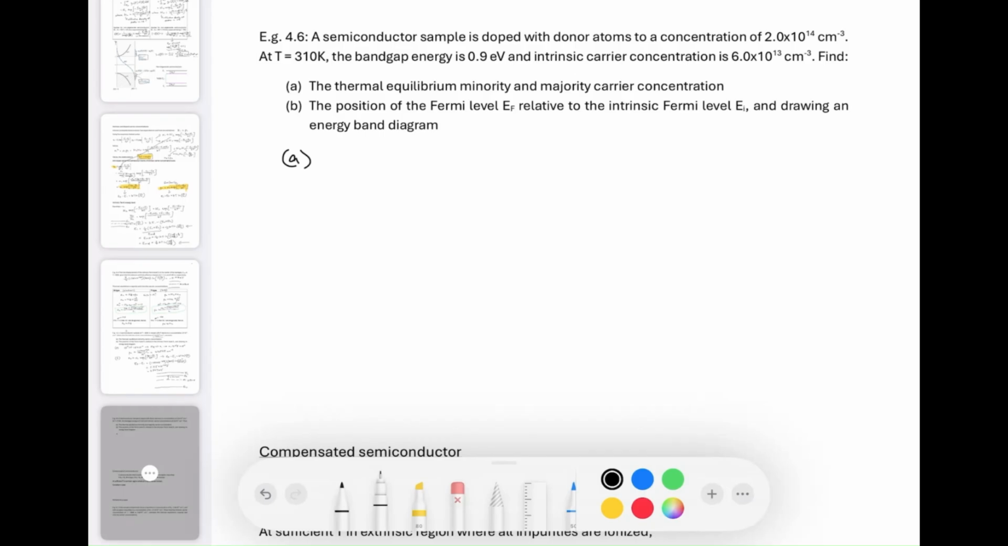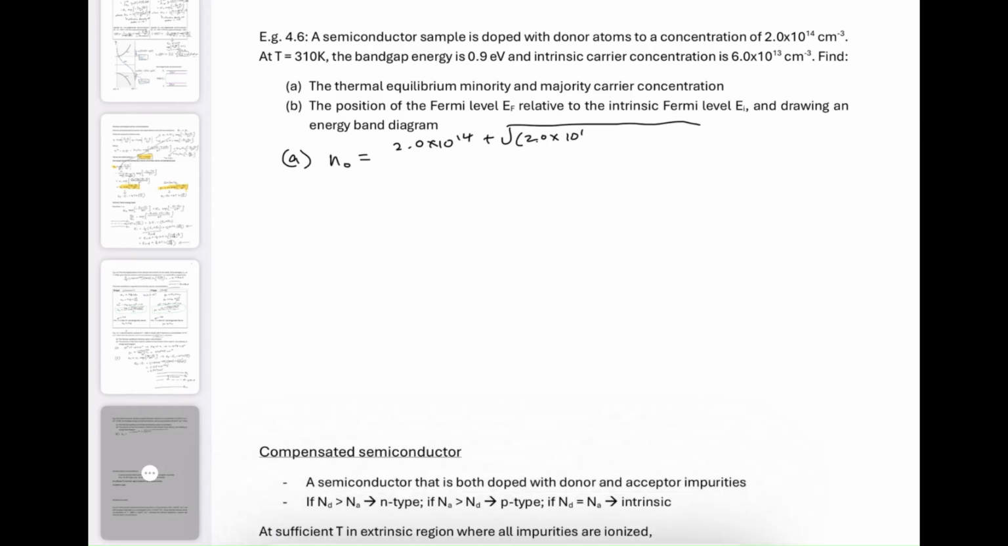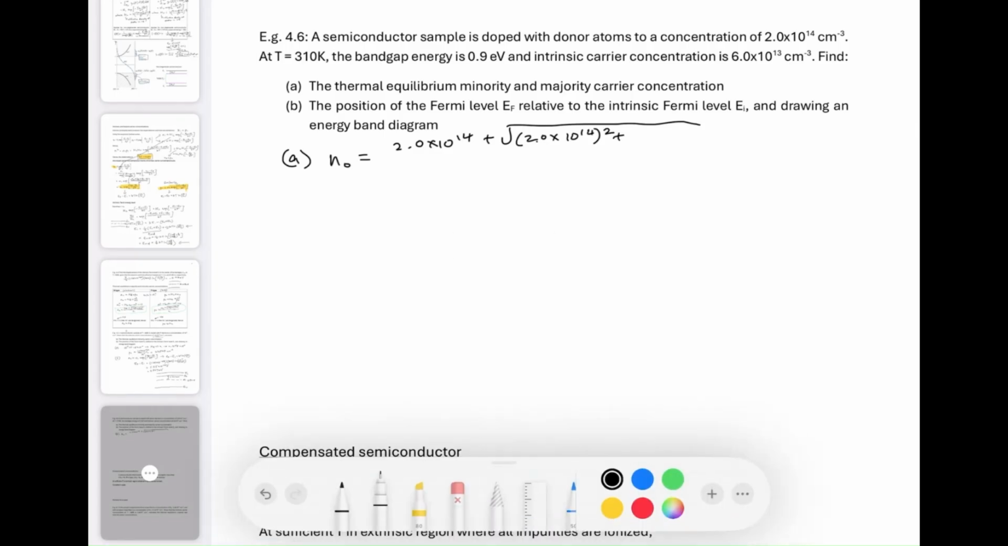Remember, this time we cannot just approximate because Nd is not much more, it's less than 10 times more. So we have to find it through this method, manually calculating it. And so this is 2.17 times 10 to the power 14 per cm cube. Now that we know the majority carrier concentration, which is electron, we can find the minority carrier concentration, which is hole, by dividing Ni squared over the majority.